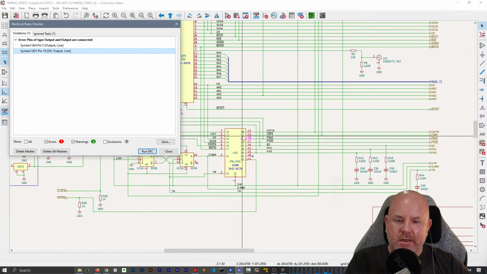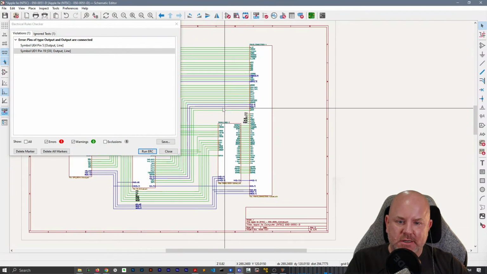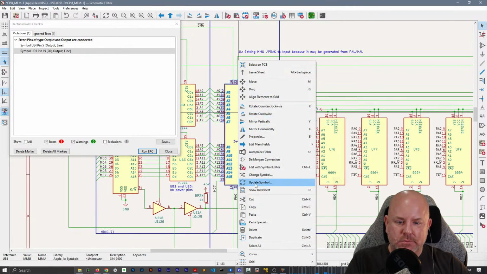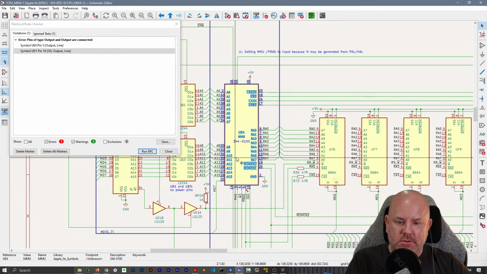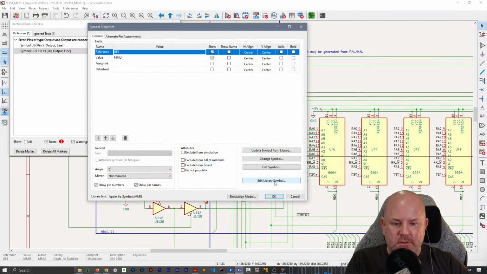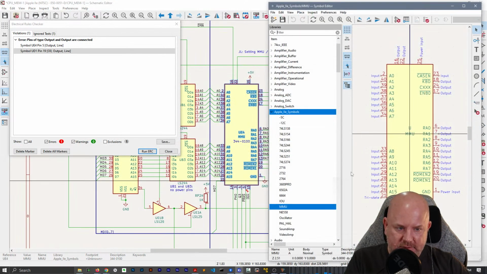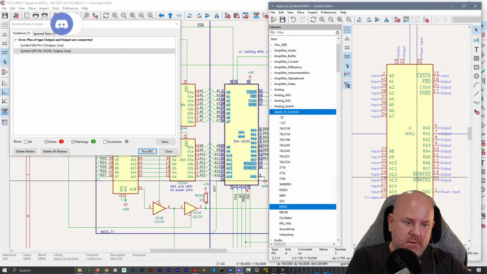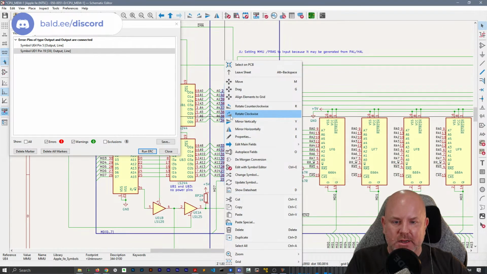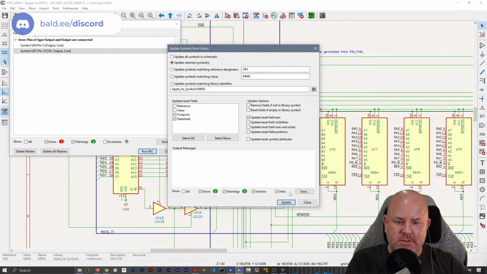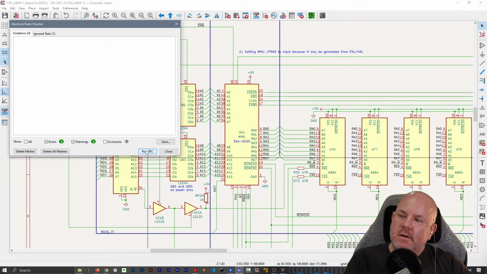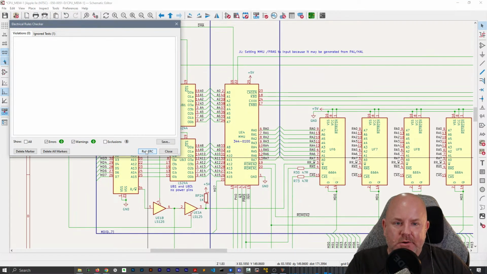Okay, so I think I did the same thing here. I don't think I changed the MMU correctly. So I need to do edit symbol the library, and then I want to change this one to be an input. I'm going to save this, and then update this one, which I thought was happening automatically, but guess not. Okay, there we go.